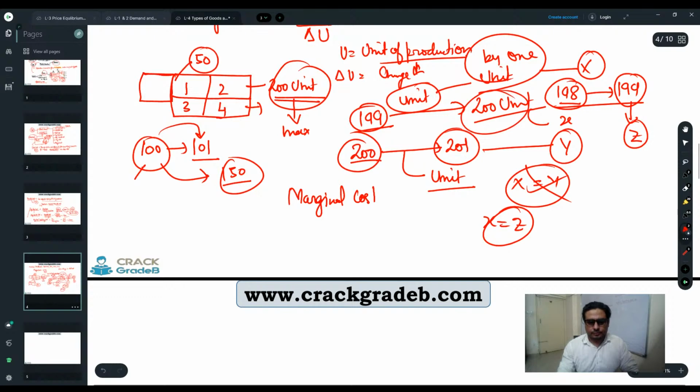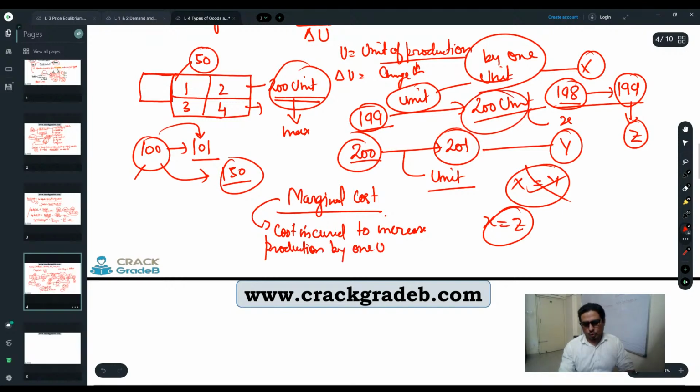marginal cost is very important, and it is defined as the cost incurred to increase production by 1 unit. So it is just 1 unit, but you can see that it is going to change the entire cost radically. There will be a sudden huge change.